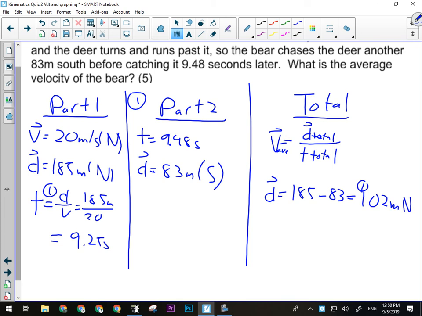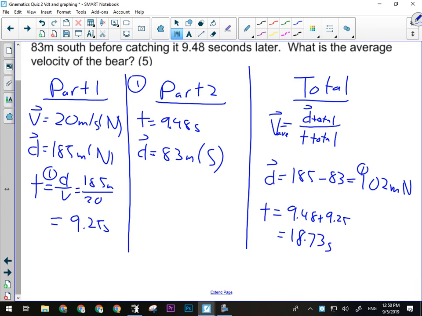Okay, so now for the total time, we're going to take our 9.48 and add it to 9.25. It should be 18.73, yeah? Seconds? Yeah. All right, so there's our total time. So now we can calculate our average velocity by simply dividing those two numbers. So we'll have 102 meters north divided by 18.73 seconds. They'll get a method mark for that.